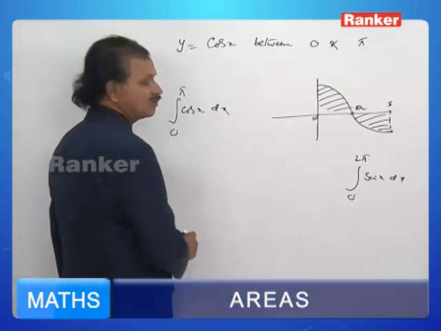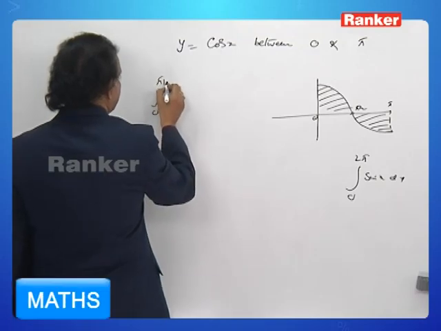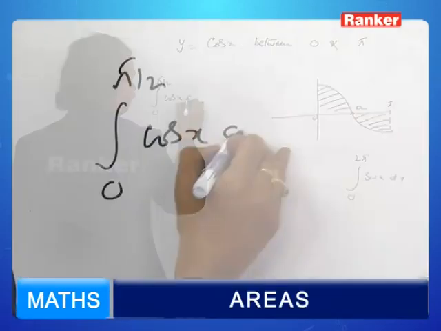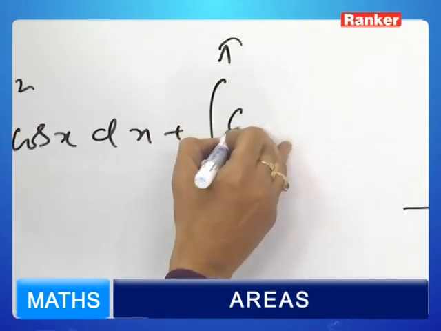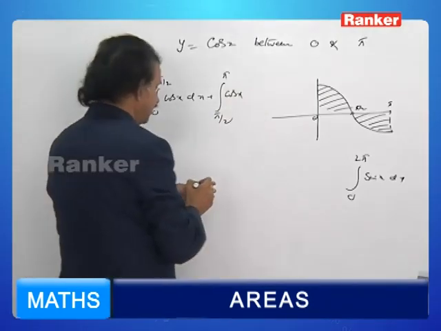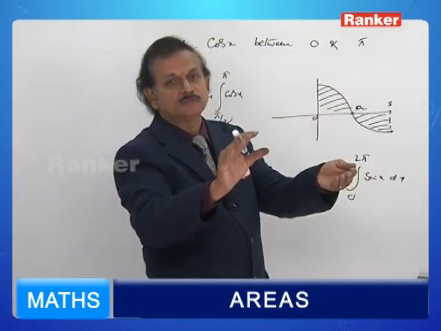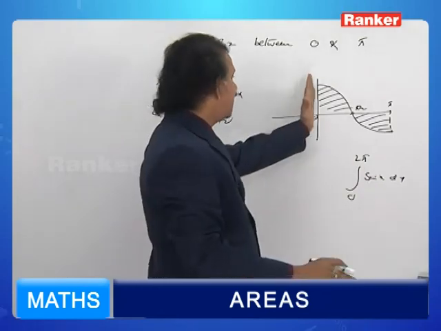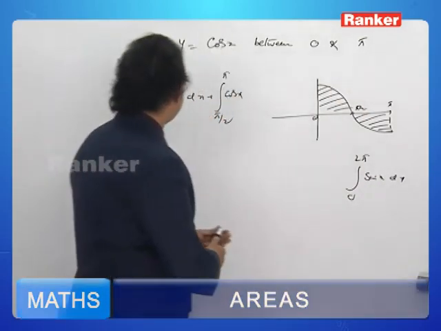Integral 0 to pi cos x is integral 0 to pi by 2 of cos x plus integral pi by 2 to pi of cos x. My dear friend, in the case of sin x, between 0 to pi means one loop completely formed. Here, half loop plus half loop. Let us try.